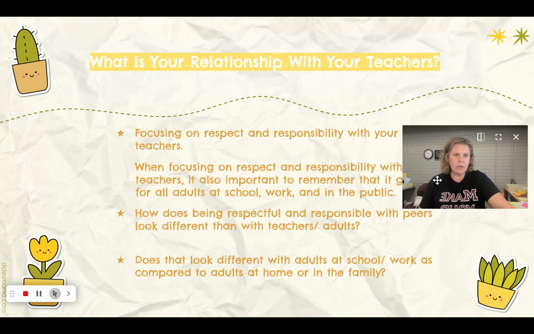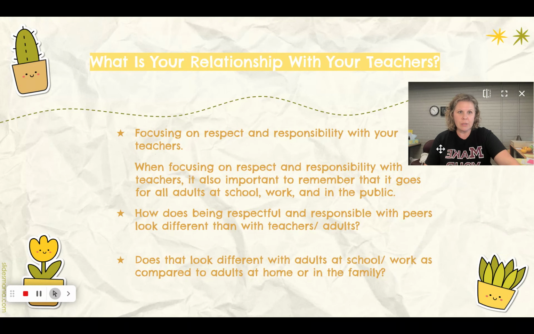So now we're also going to talk about relationships with teachers, because that's probably one of the biggest things everybody deals with every day: how we get along with and the kind of relationships we build with our teachers. Respect and responsibility can look a little bit different with teachers. But when we talk about it with teachers, remember that it goes for all adults at school, at work, and even in public.